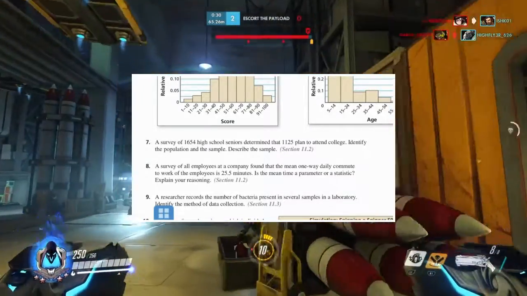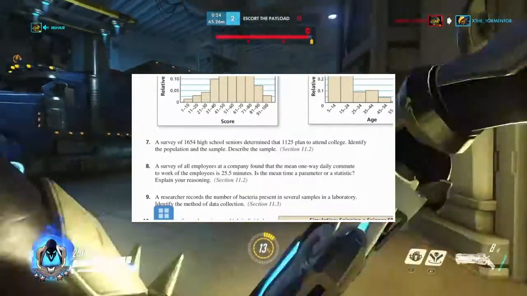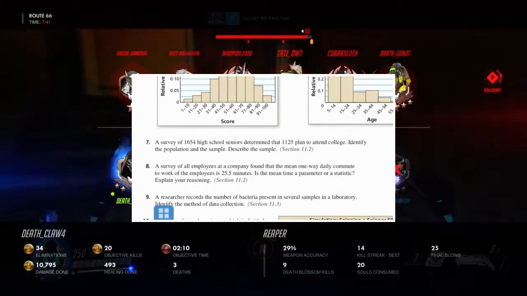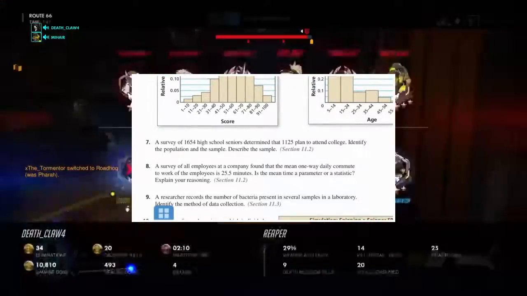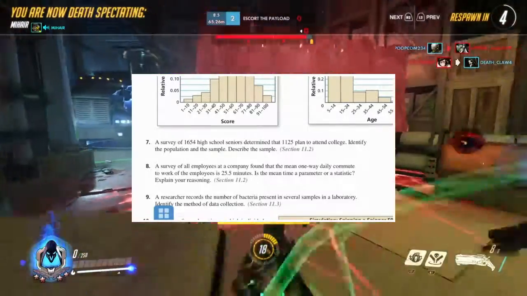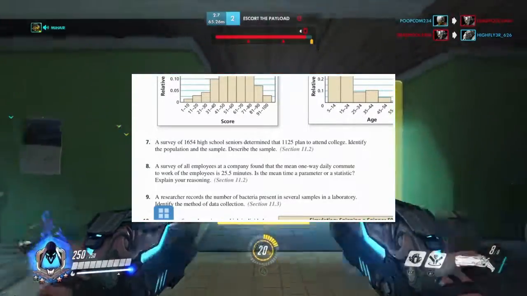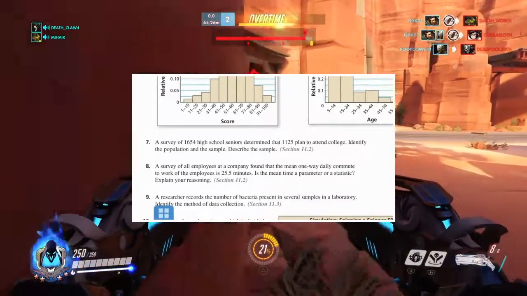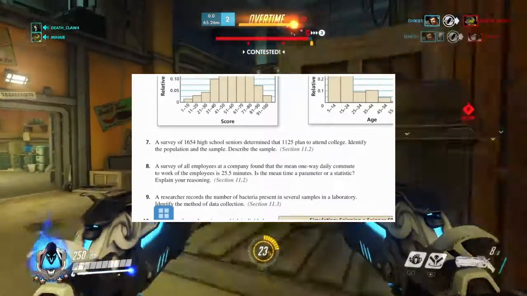Then the sample would be the 1654 high school seniors. Oh, that's the sample. That's not the population. That's the sample. And then the sample has a subsample, right? That has 1125 planning to go to college, while the other 529 don't go to college, right? So that's pretty much all you got to do for that.